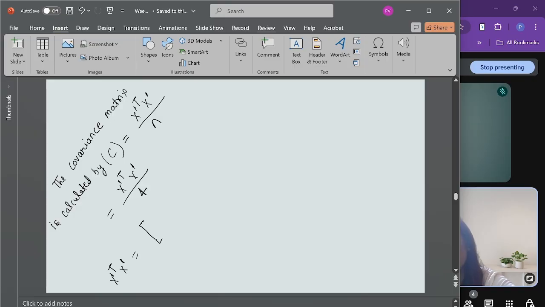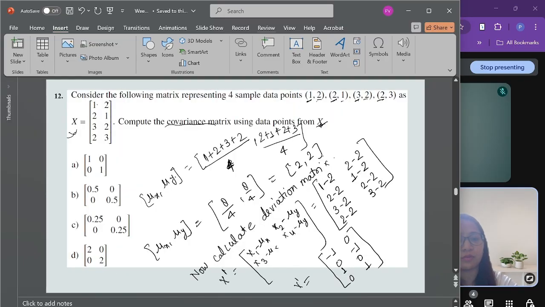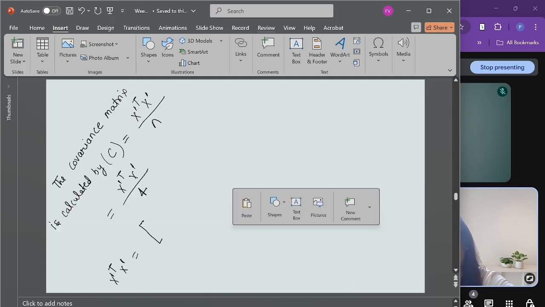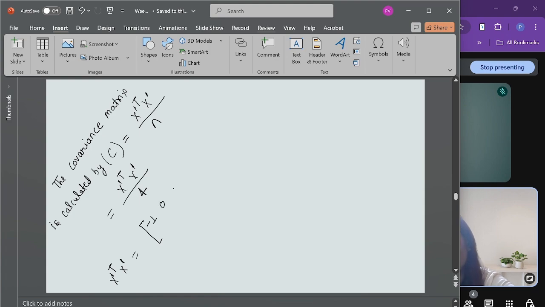So now first we need to take the transpose. Change row into column, column into row of x dash. In the first row you will get minus 1, 0, 1, 0. In the second row you will get 0, minus 1, 0, 1. That is x dash transpose. And we have to multiply it with x dash, which is again minus 1, 0, 0, minus 1, 1, 0, 0, 1.